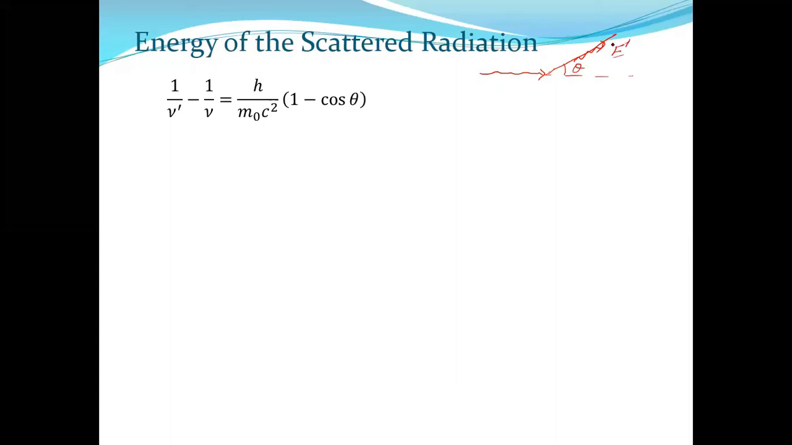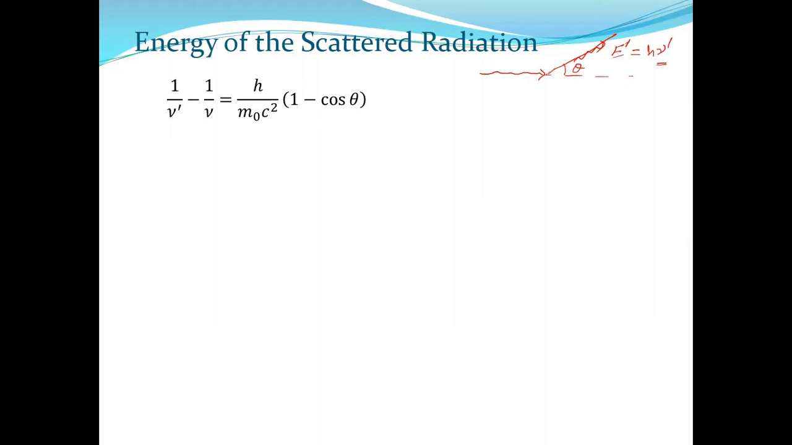The energy of the scattered radiation, the energy of the scattered photon, is what we require. Now, the energy of the scattered photon means we require actually h nu dash. h is a constant, so basically we require nu dash. What is the value of nu dash?